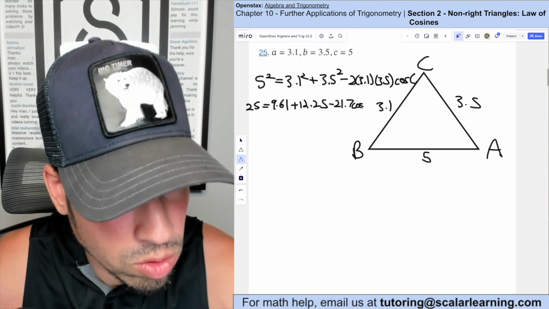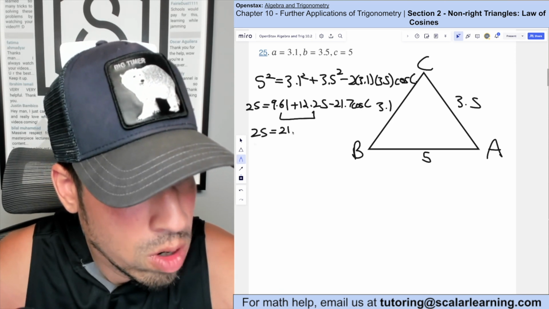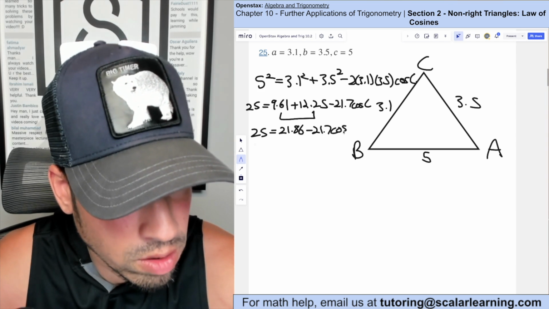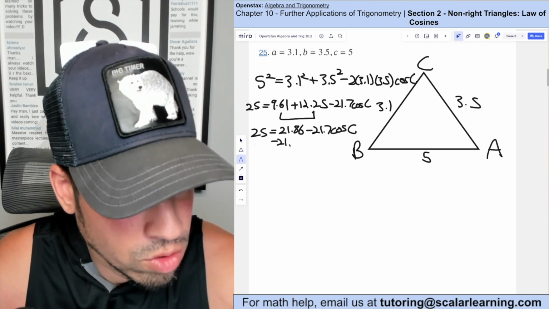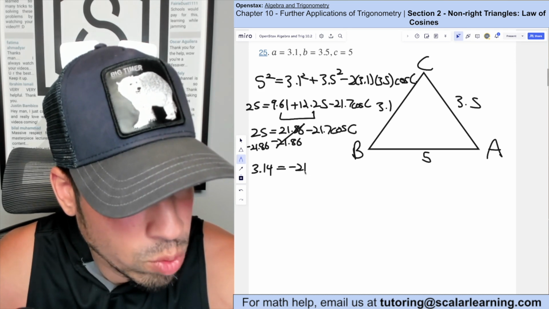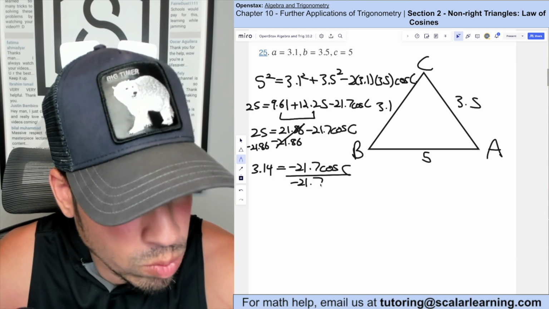So I'm going to add these together. And we've got 21.86 minus 21.7 cosine of C. Then we're going to subtract this from both sides. And we get 3.14 equal to negative 21.7 cosine of C. Then we're going to divide both sides by negative 21.7.